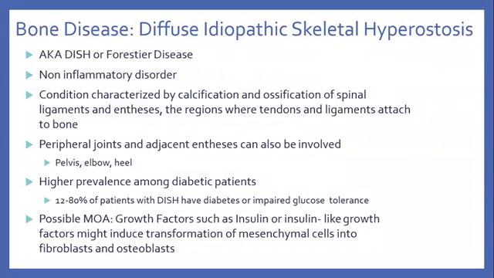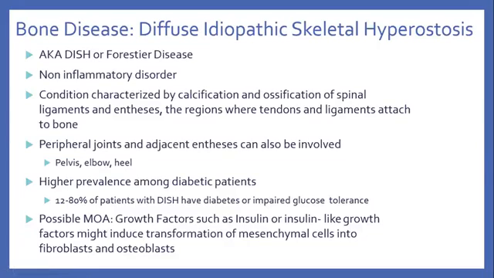Next, another disease of diabetes that manifests in the bone is called diffuse idiopathic skeletal hyperostosis. It's also known as DISH or Forestier disease. It's a non-inflammatory disorder, and it's characterized by calcification and ossification of spinal ligaments and entheses, the regions where tendons and ligaments attach to bone. Peripheral joints and adjacent entheses can also be involved. Pelvis, elbow, and important to us is the heel.